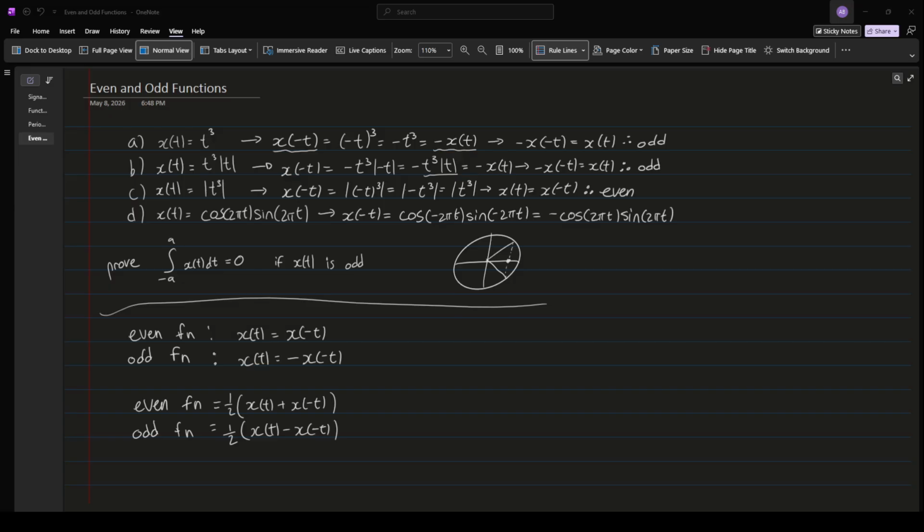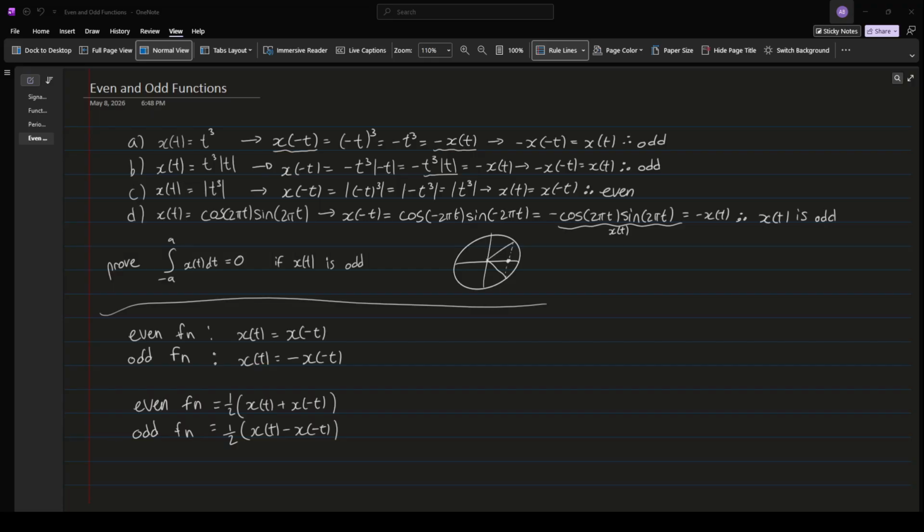So here we have this expression, which from the beginning was just x of t. So this is just equal to negative x of t. And again, you can see just from the first part A that whenever you have negative x of t at the end, it just becomes odd. So I'm just going to say that therefore x of t is odd.